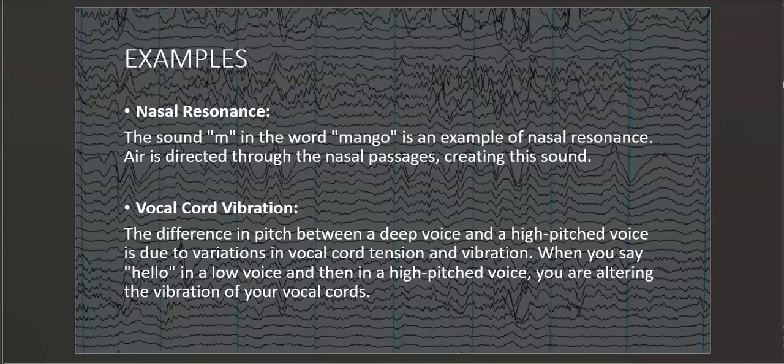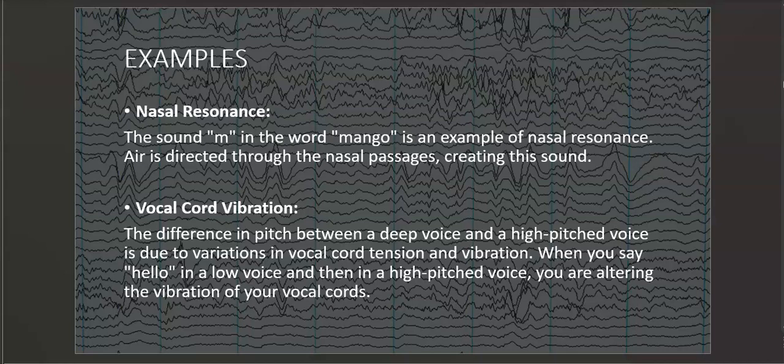So the word mango, when you look at the initial sound in the word mango, the letter M, you notice that there's some air that is directed through the nasal passage that creates this sound and helps you speak out the word mango. Okay. The next one is the vocal cord vibration.